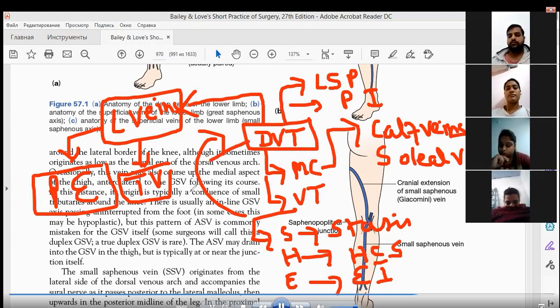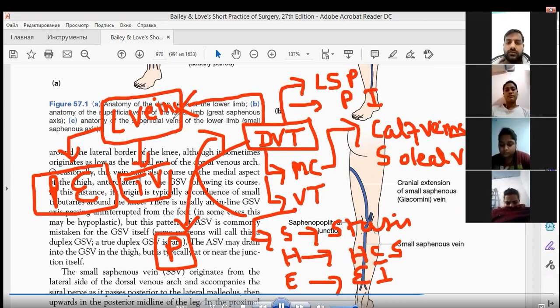And when it results in DVT, what will the symptoms be? Pain in the calf region. The patient will develop pain and swelling in the calf region. So pain in the calf region is the earliest sign of DVT, because your calf veins, soleal veins are involved. So this is your DVT.